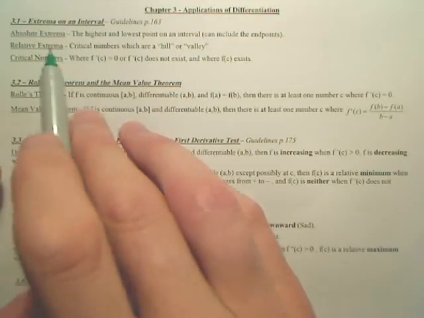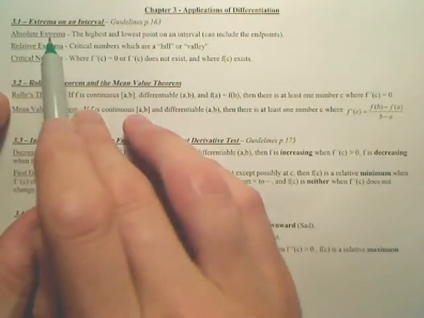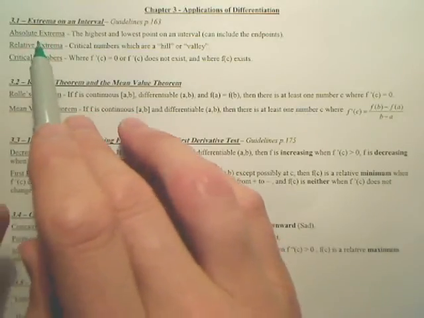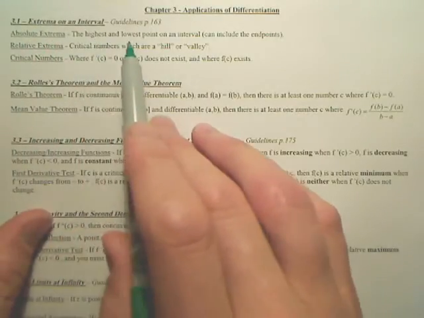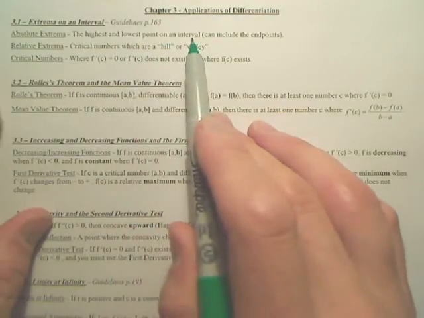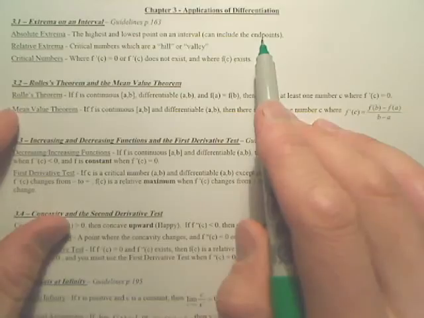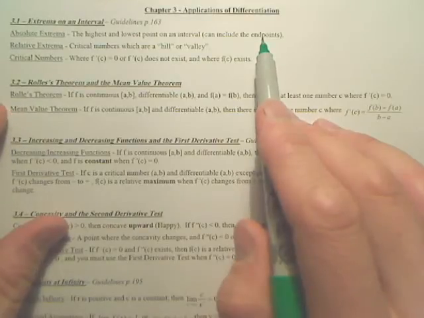Three major concepts here. Absolute extrema: when you have an interval or a function, they are the highest and lowest point on an interval, and it can include the endpoints. Absolute means it's the highest and lowest point on a graph, including the endpoints on an interval.